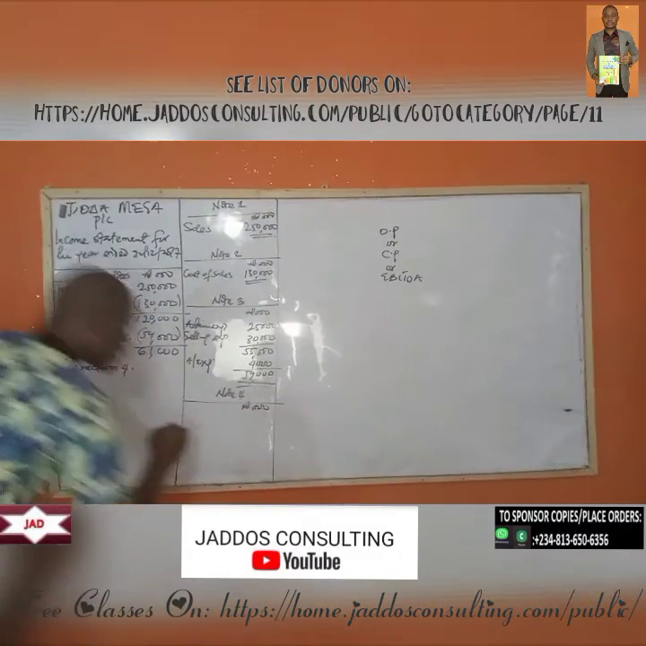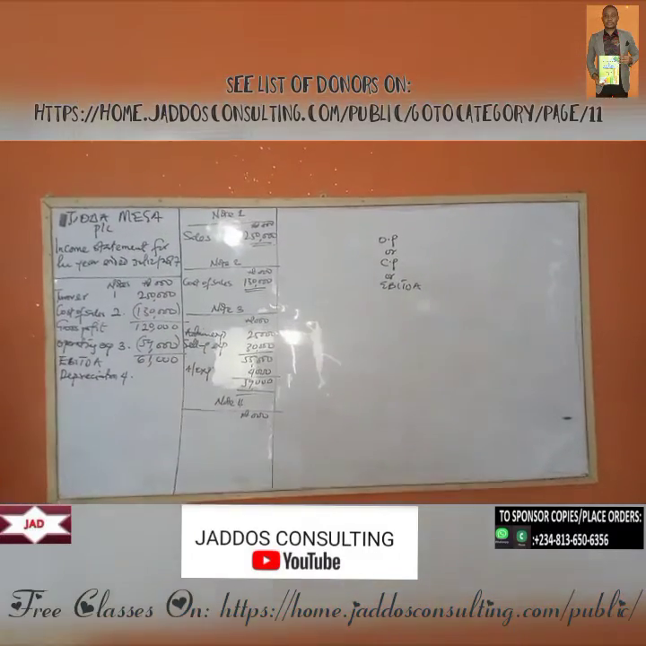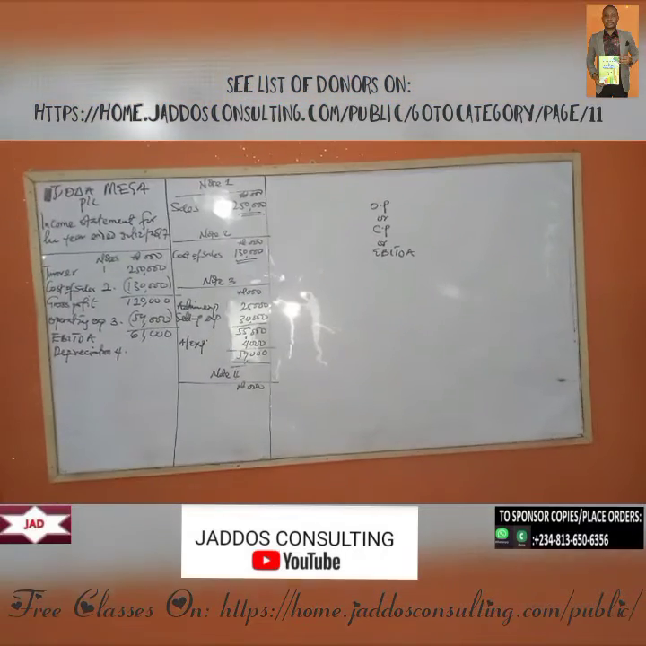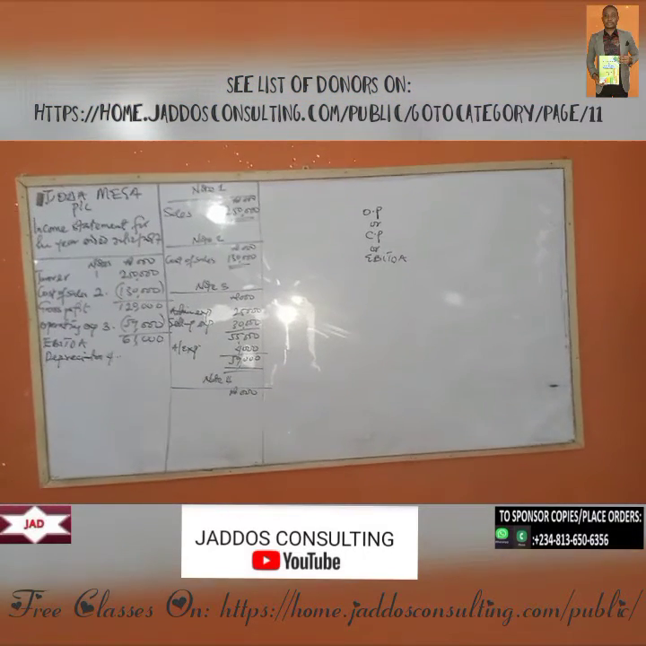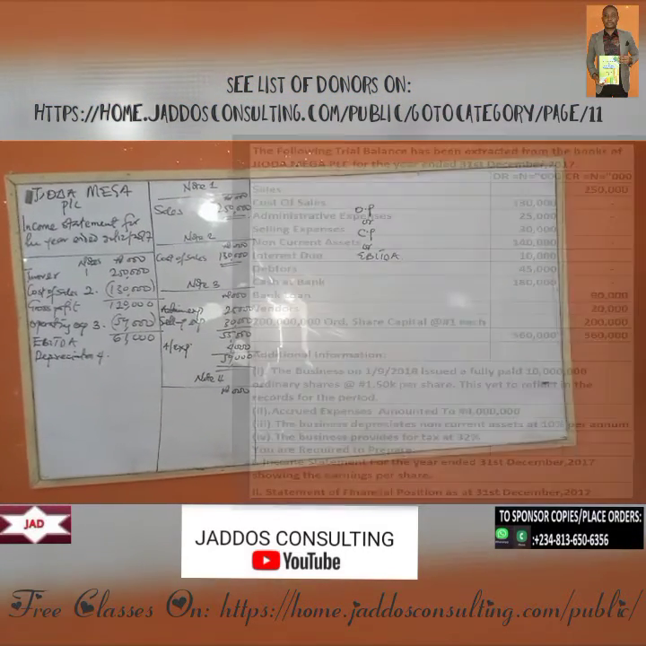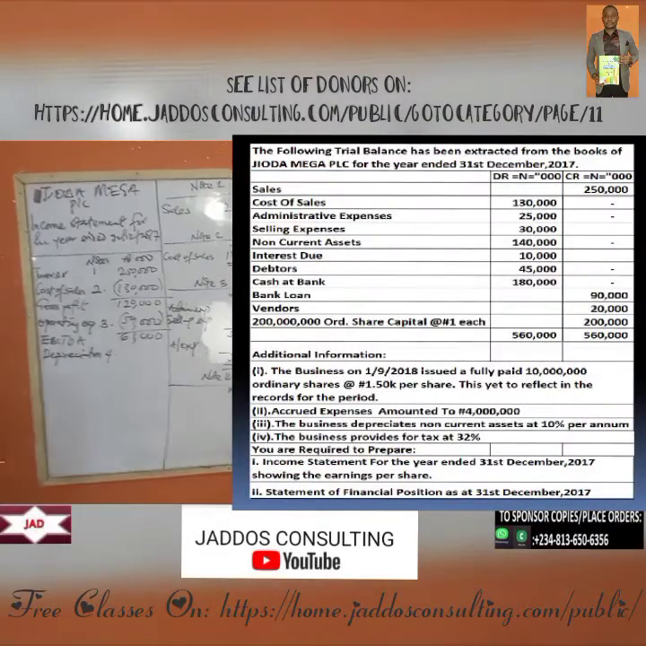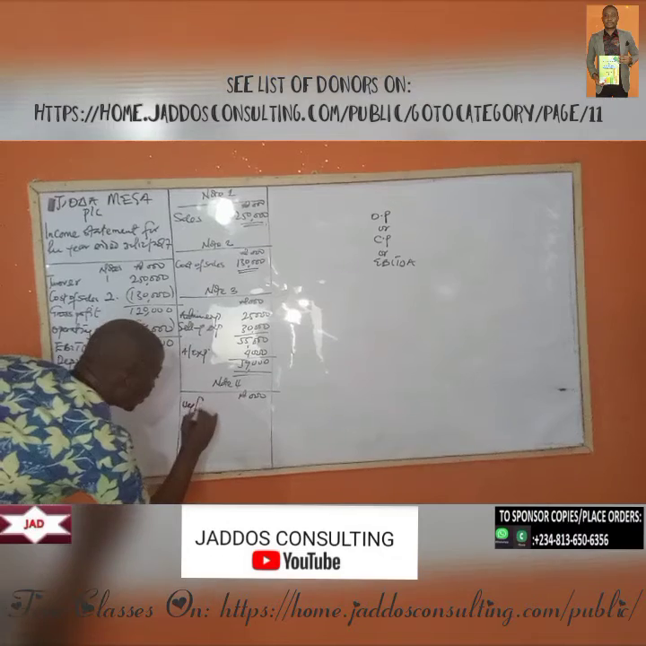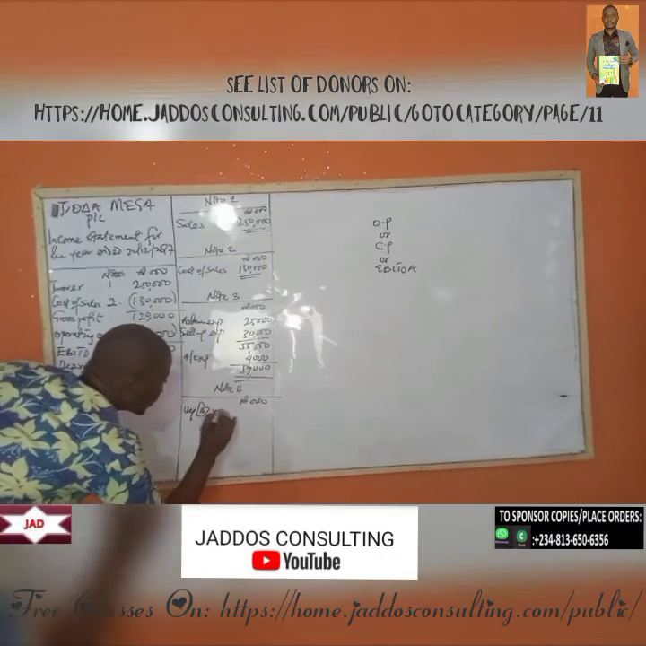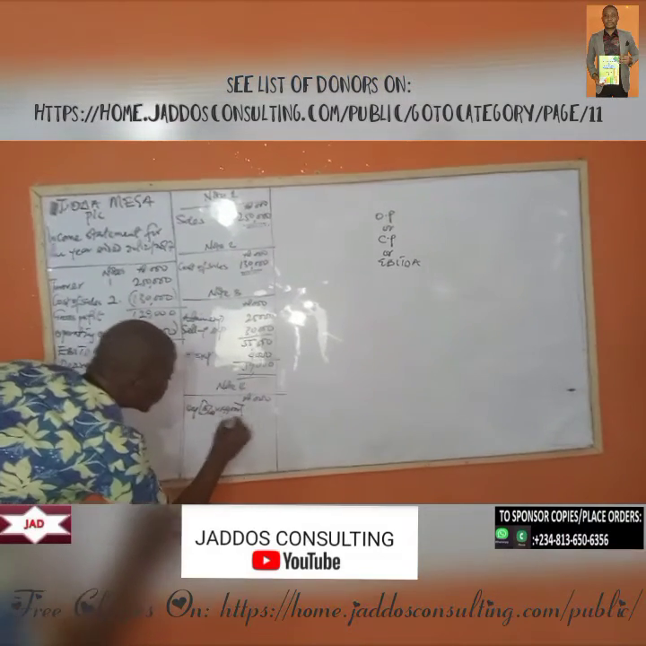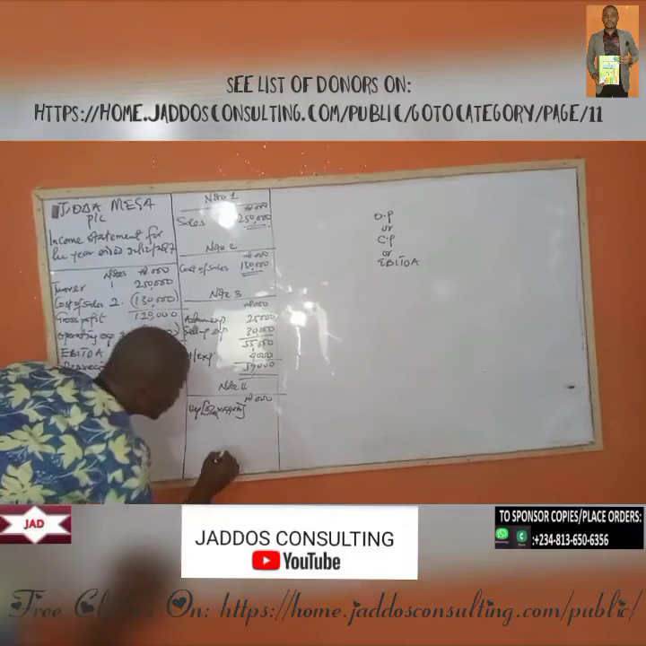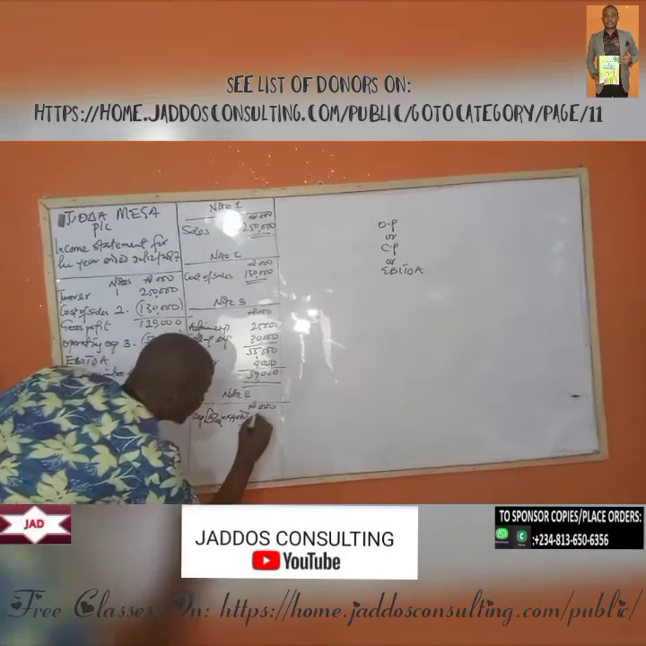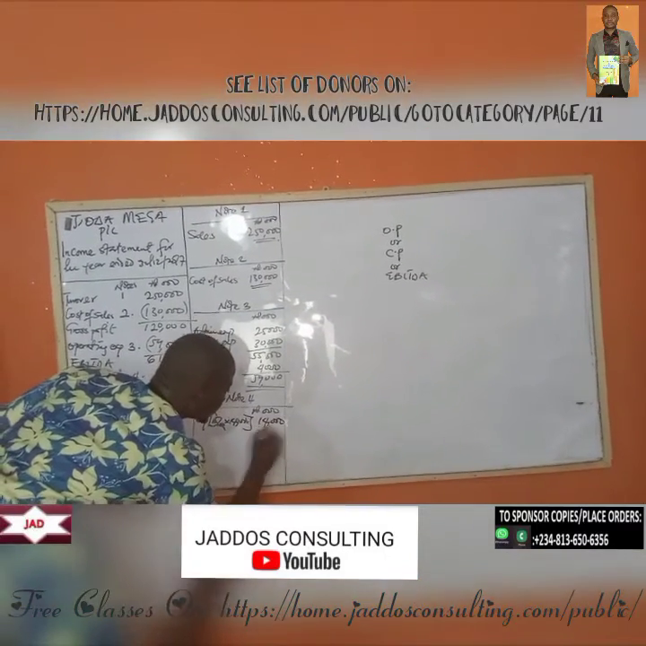What they say is 10% per annum is what the business depreciates its non-current assets. What are non-current assets? 140 million. So depreciation will be 10 over 100 times 140,000. So what do you have? 0, 0, 0, 0. What do you have there? 14,000. So this is your depreciation.